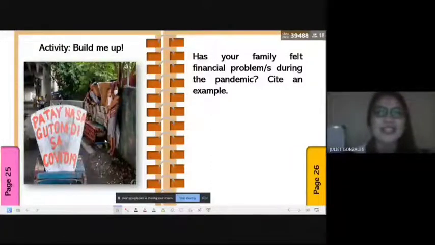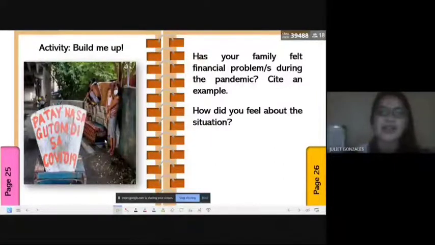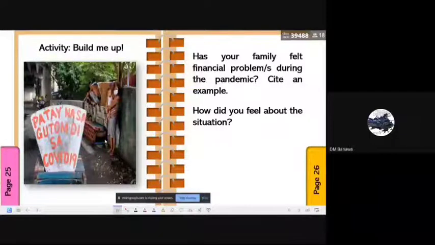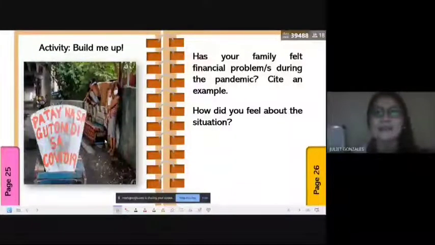Very good idea, DM, and very good that you have shared your personal experience regarding your financial struggle during the pandemic, the loss of your father's job, but at least you were able to cope. And DM, for others to answer, or if others will not share regarding this, because only DM answered the first one, would I ask DM to answer the second question also? How did you feel about the situation, DM? Scared, ma'am. Take it in a complete sentence, DM.